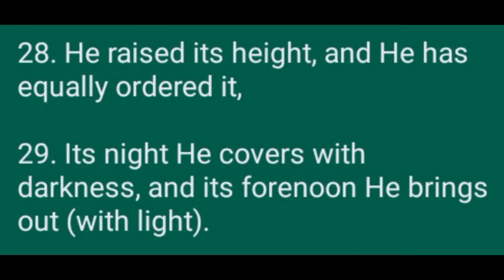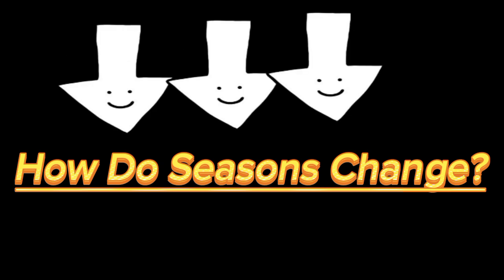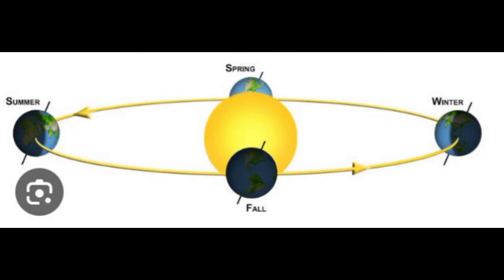Let's begin. Allah raised its height and Allah has equally ordered it. Its night Allah covers with darkness and its forenoon Allah brings out with light. How do seasons change? This question must come a lot into your mind, like, why do we have different seasons? How do they change? I'll explain.